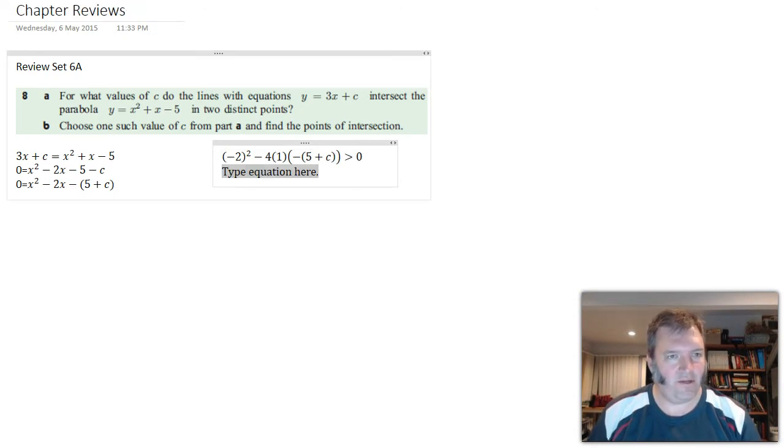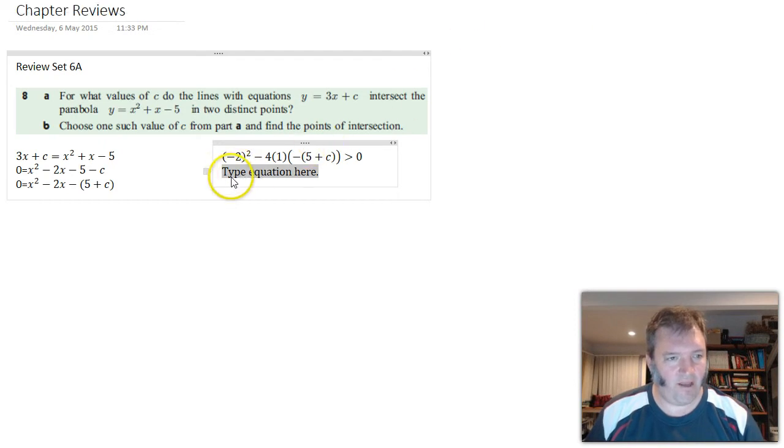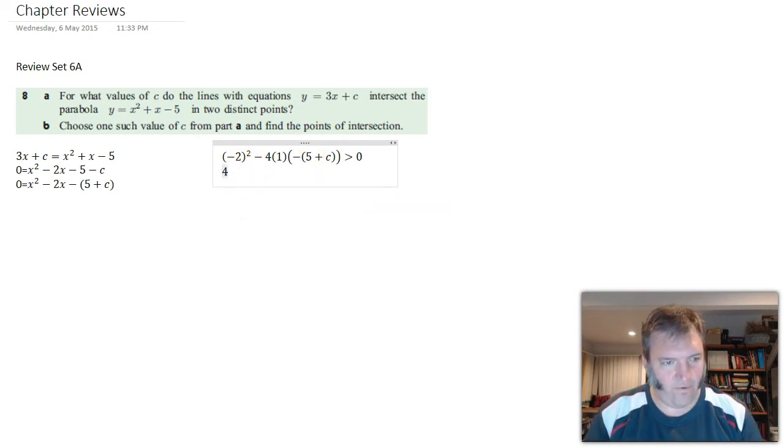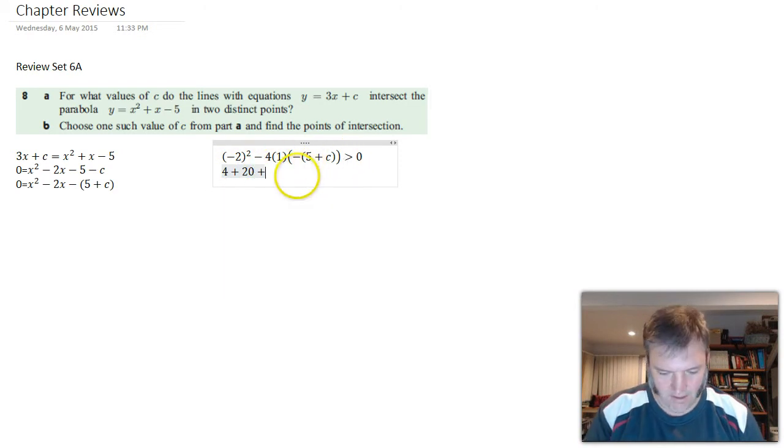Get my equation editor back. It'd be much nicer when I can use the stylus to do these for you a little bit more quickly. What are we going to have here then? Negative 2 squared is 4. I've got a negative 4 and another negative in the bracket. That's going to combine to make a positive. I'm going to have 4 by 5 is 20, and 4 by c is 4c. So that's all going to be greater than 0.